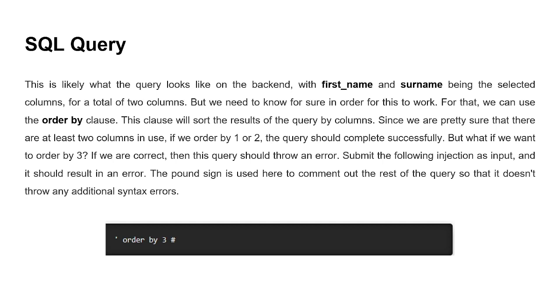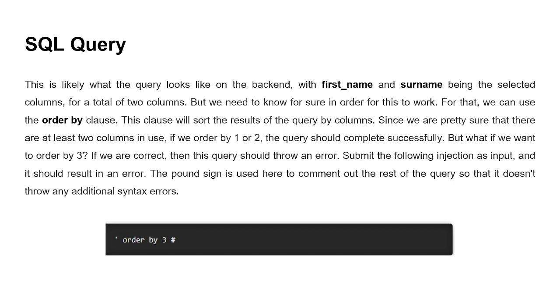For that, we can use the ORDER BY clause. This clause will sort the results of the query by columns. Since we are pretty sure that there are at least 2 columns in use, if we order by 1 or 2, the query should complete successfully. But what if we want to order by 3? If we are correct, then this query should throw an error.